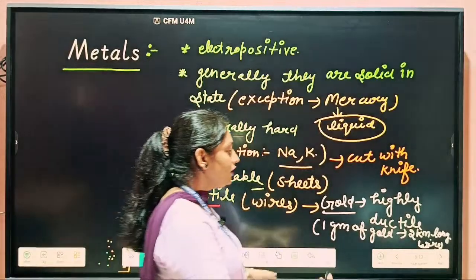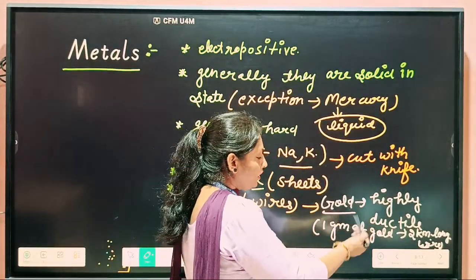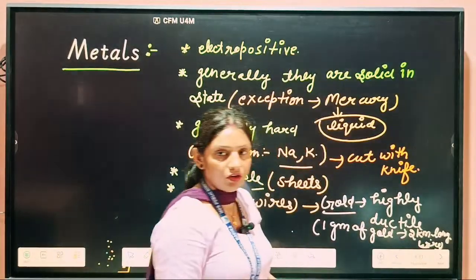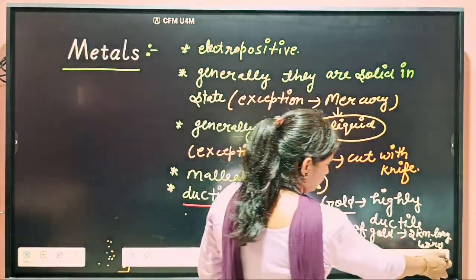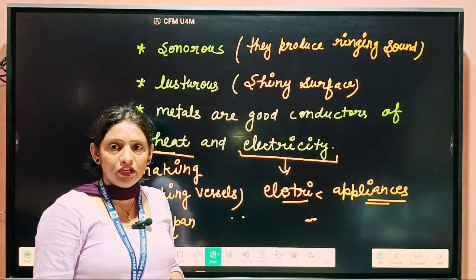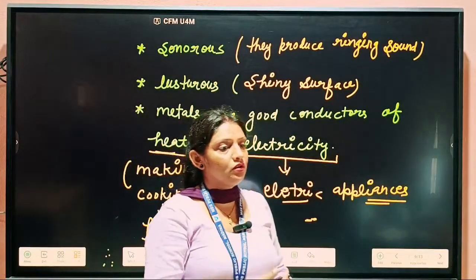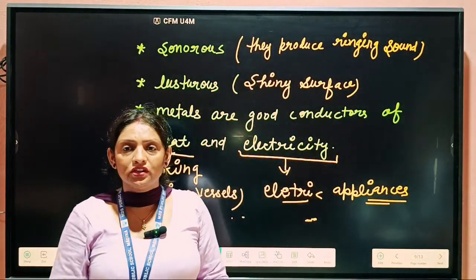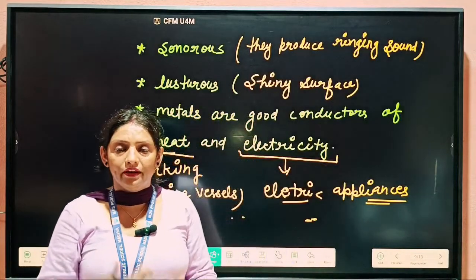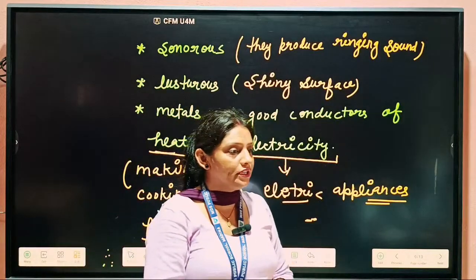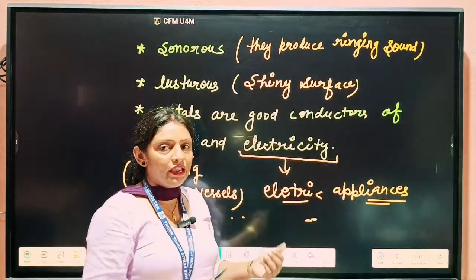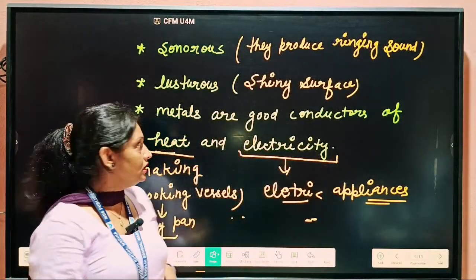Gold is the most ductile in nature. From 1 gram of gold, we can draw a 2 kilometer long wire. Metals are sonorous, meaning they produce a ringing sound when we hit the surface of metal with a hard object. That property is known as sonorous. Then they are lustrous, meaning they have a shiny surface.